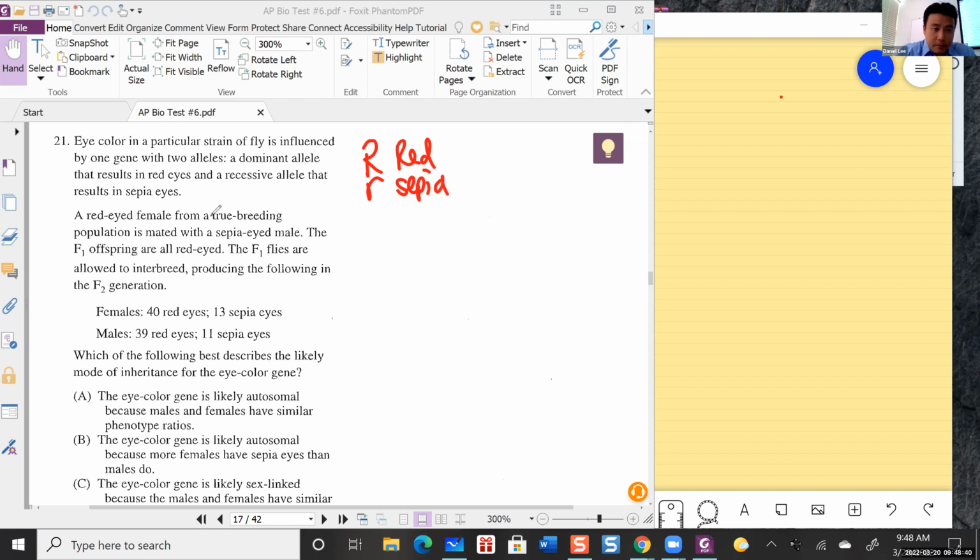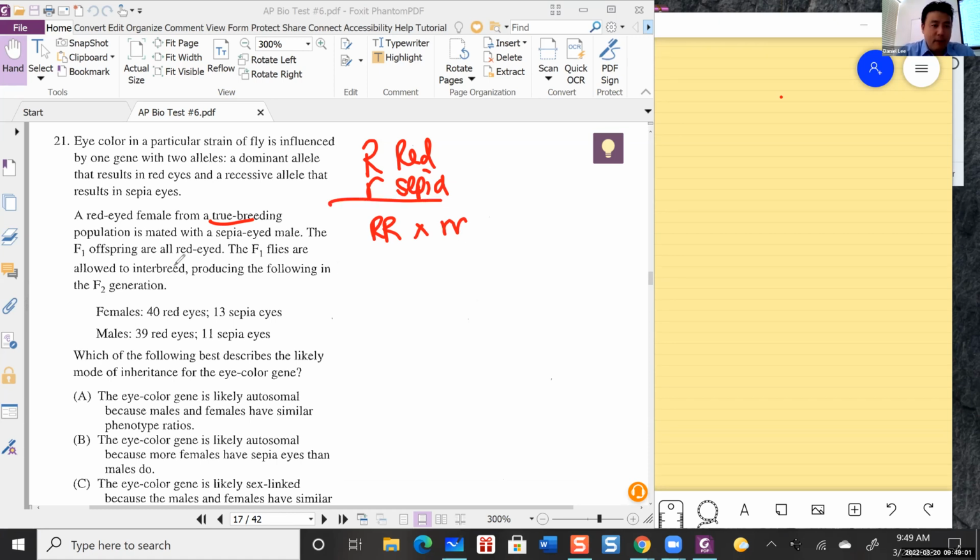Red-eye female from true breeding, that means homozygous recessive. Okay, so think about a simple example first. I'm going to imagine this is just regular autosomal recessive. So my red female will be big R, mated with a sepia male, so little r. So don't think about sex linkage. Always start with the simplest one first.